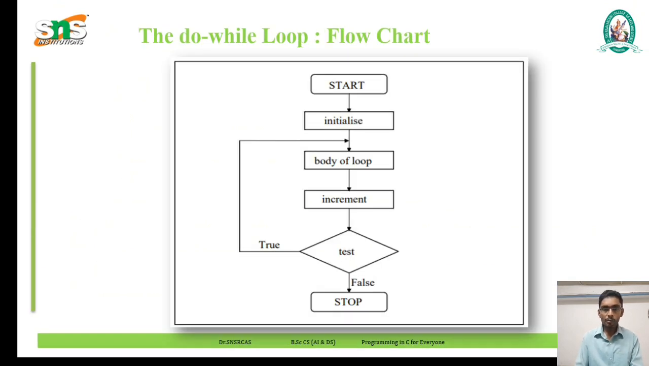And here is the flowchart for the do while loop. It initializes the value and executes the body of the loop. Once the body of the loop is executed, there is an increment or decrement value. After that only it goes for the test condition. As we discussed earlier, you can see from the flowchart the body of the loop is executed at least once, whether the condition is true or false. Then it checks the condition. If it is false, it goes out of the loop. If it is true, again it goes to execute the body of the loop.